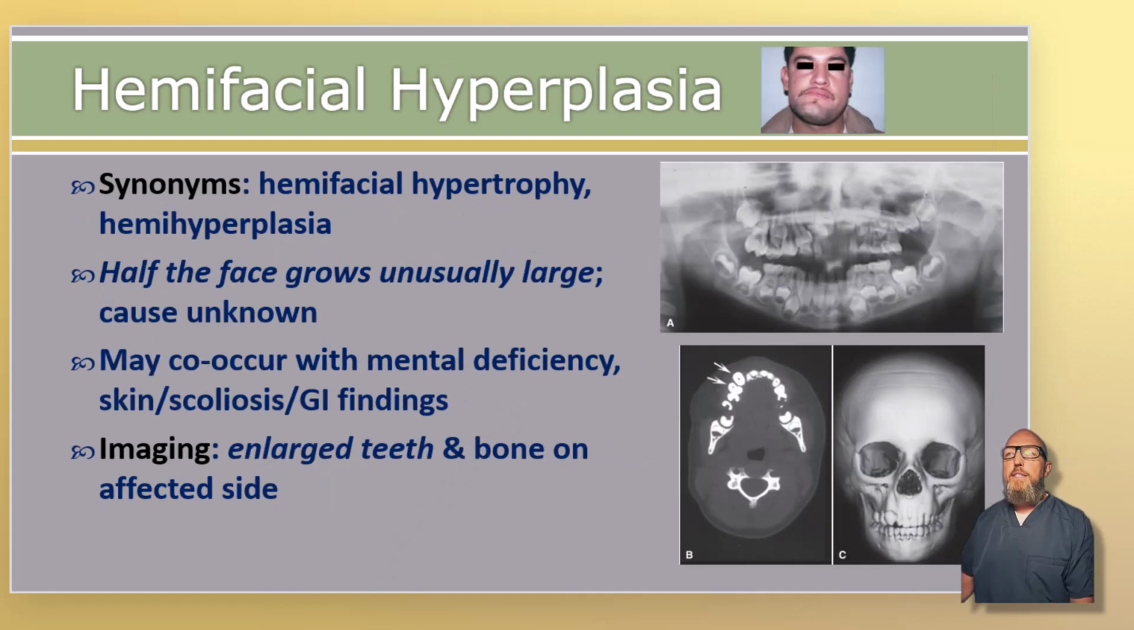And then contrast that with this, hemifacial hyperplasia, where one side just grows more. So half the face grows unusually large. And so you'll see just the opposite. Instead of a missing condyle, one of the condyles and ramus is abnormally large. And sometimes it even affects the tooth size. You can appreciate in that axial slice, even in the 3D view, you have enlarged teeth and bone on that side.